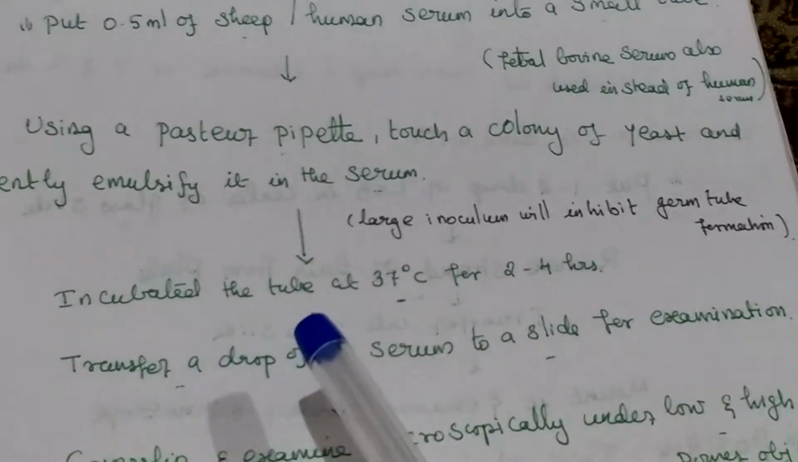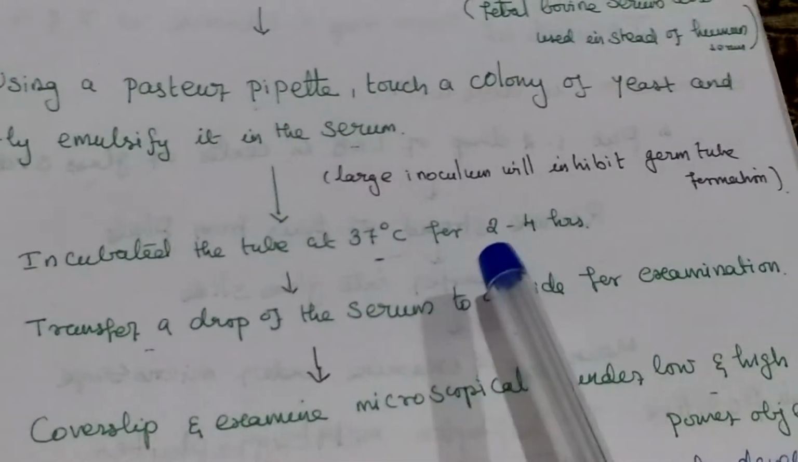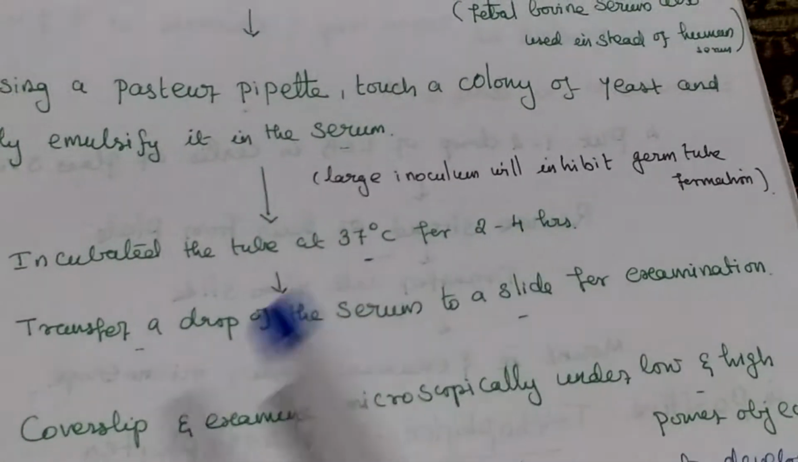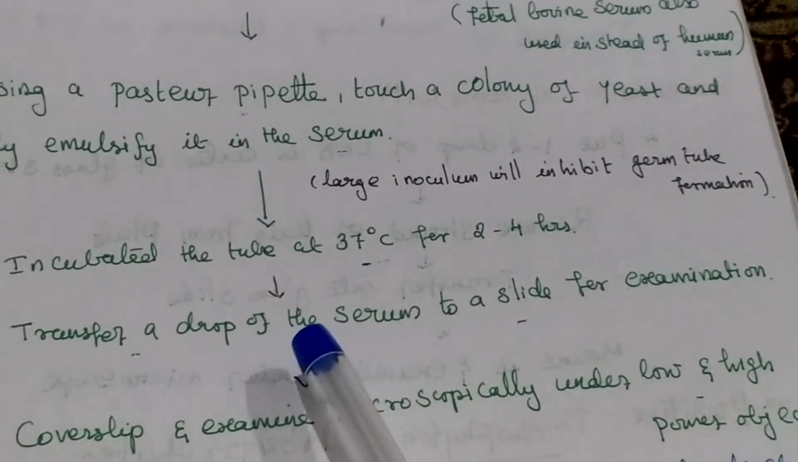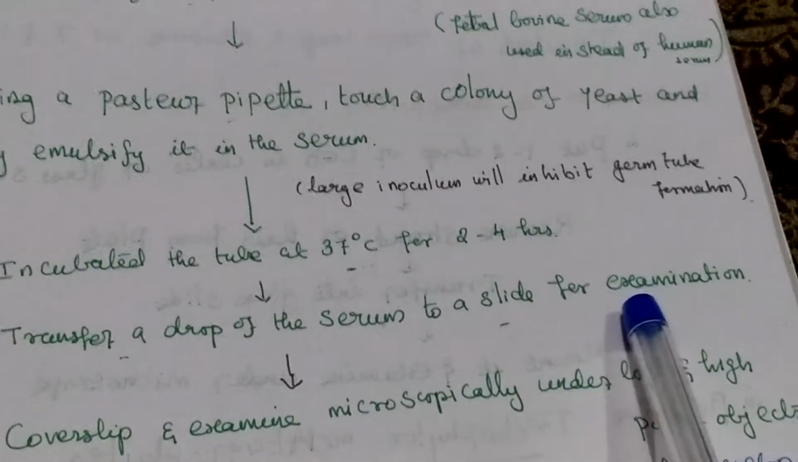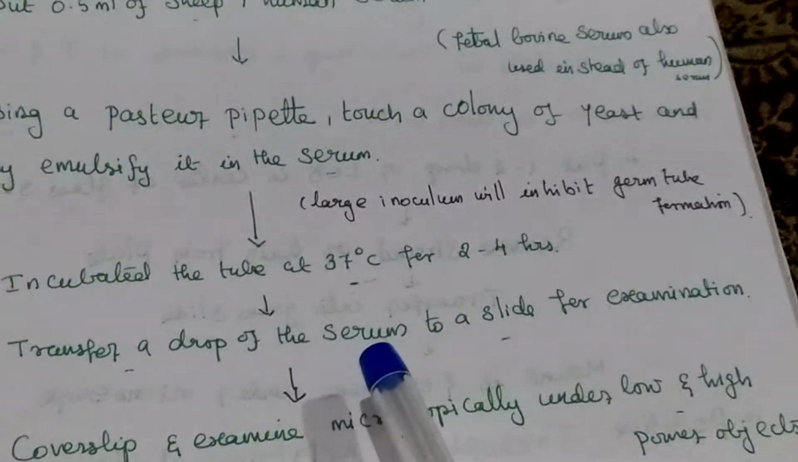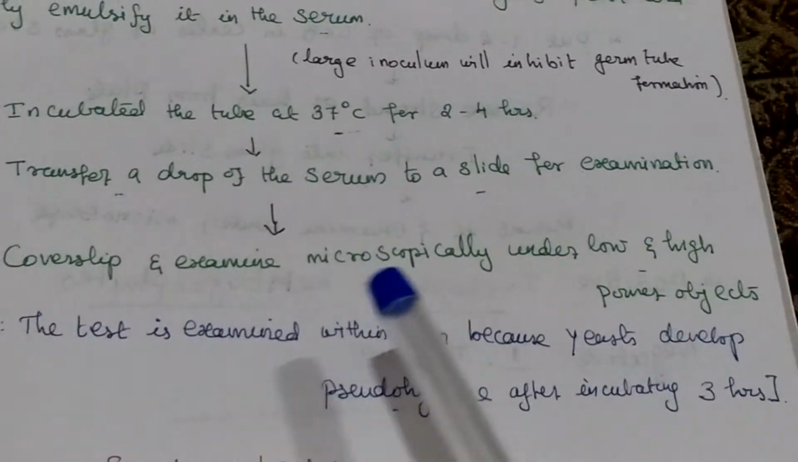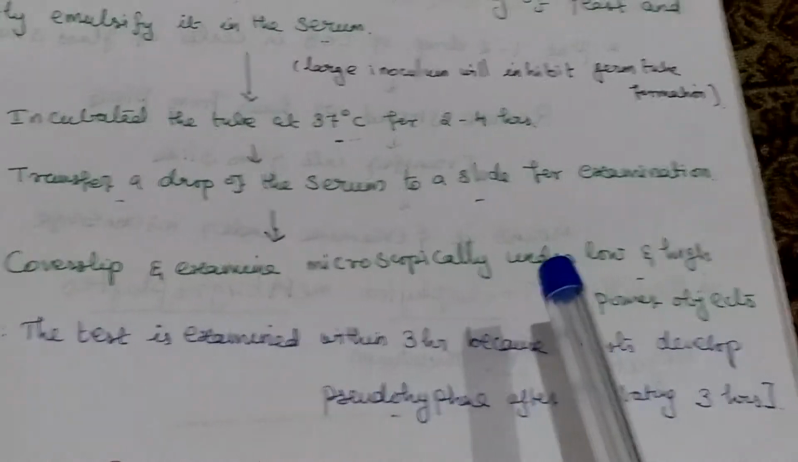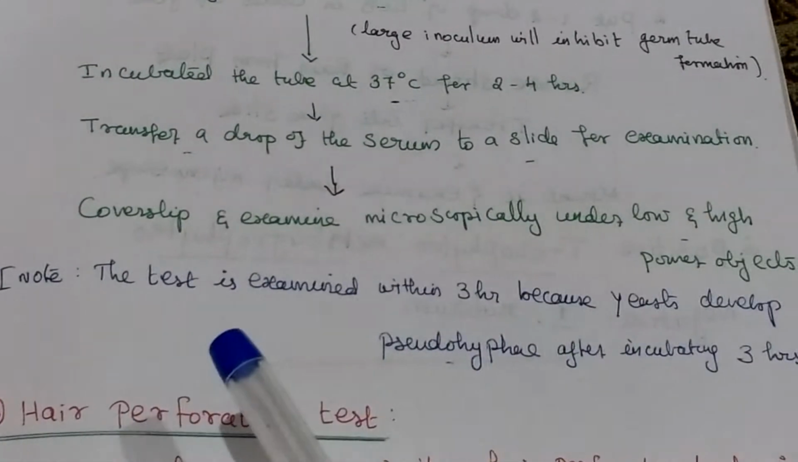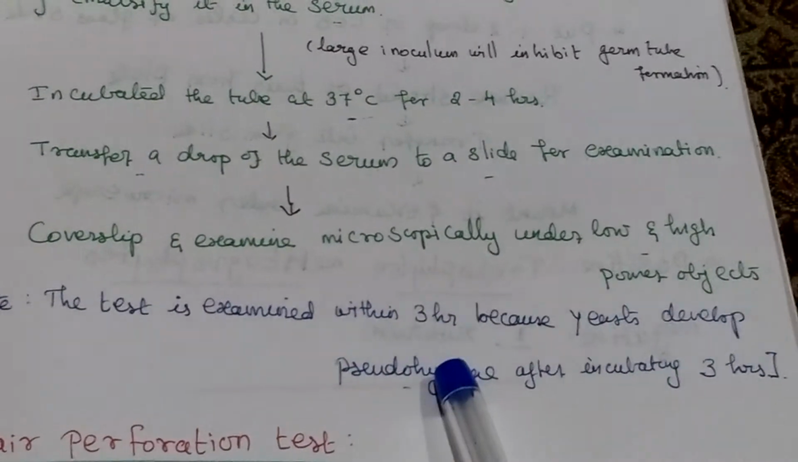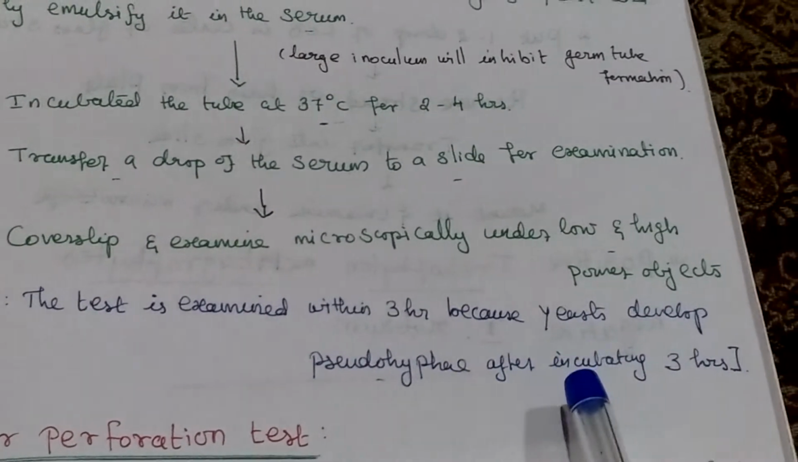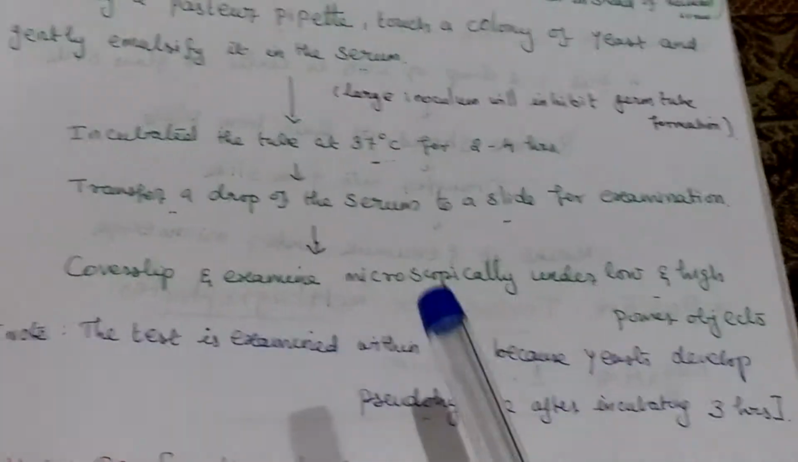Then incubate the tube at 37 degrees Celsius for 2 to 4 hours. Then transfer a drop of serum to a slide for examination. Cover slip and examine microscopically under first low power, then high power objective. Note, this test must be examined within 3 hours, otherwise yeast develops pseudohyphae after incubating beyond 3 hours.